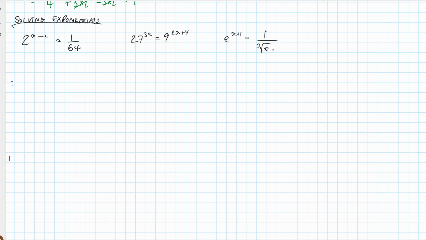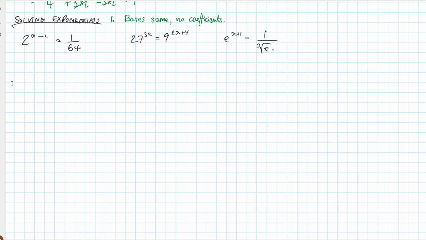Great. Now, with all these, I'd recommend the first step. You want to get the bases the same. No coefficients. Okay. So this is your first aim typically when solving exponentials. So are the bases the same and are there no coefficients to the powers?